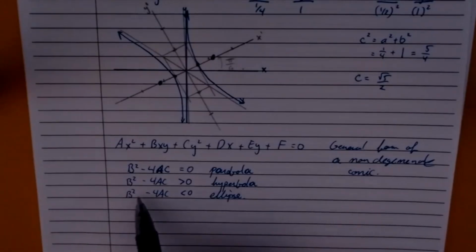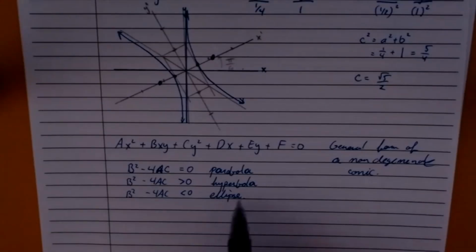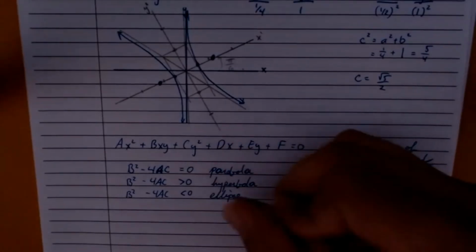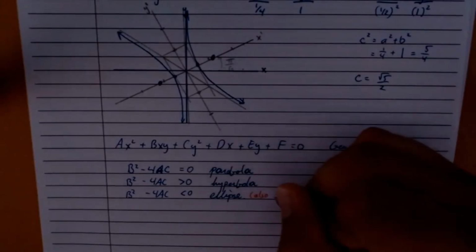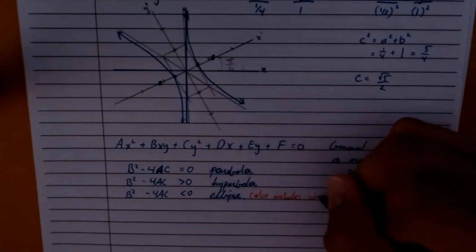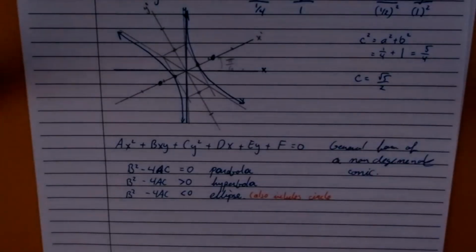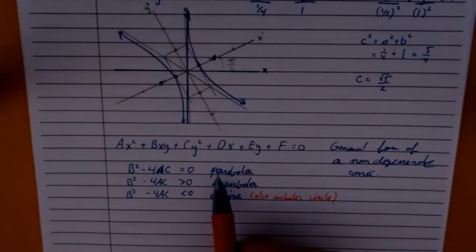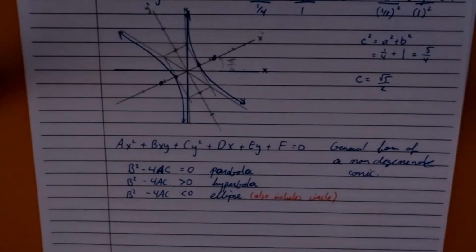So in the end, if you have b squared minus 4ac less than 0, you might get that you have an ellipse, and when you graph it, it turns out to be a circle. A circle is just a special form of an ellipse. So here, let's make a note of that. Ellipse also includes the circle. There are, however, the three main conics, parabola, hyperbola, and ellipse, that we concerned ourselves with.